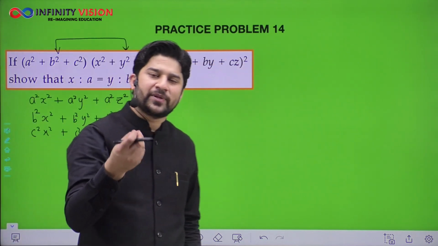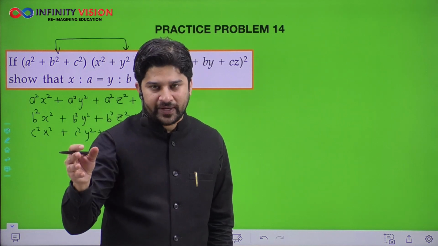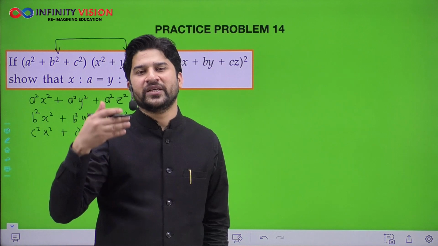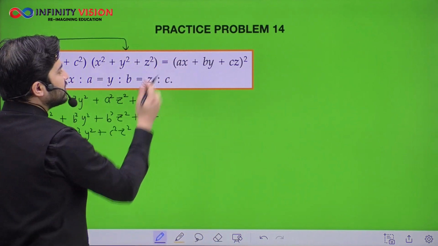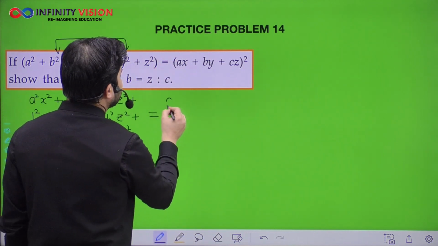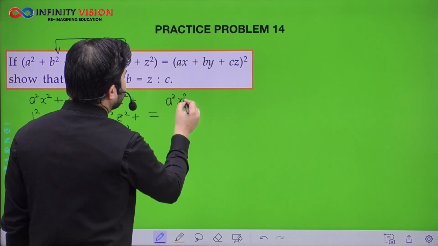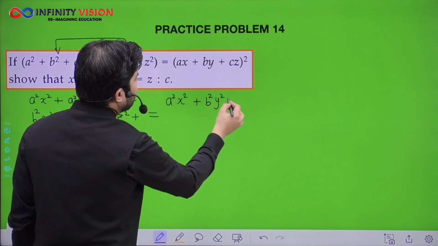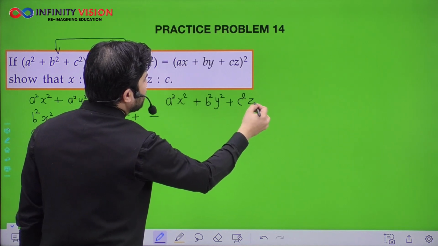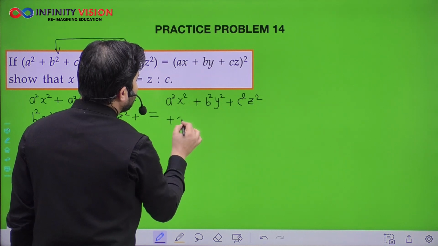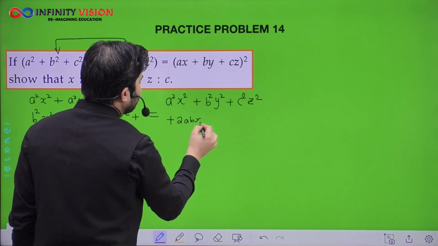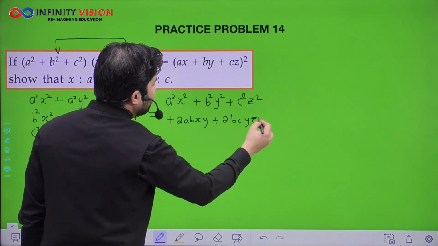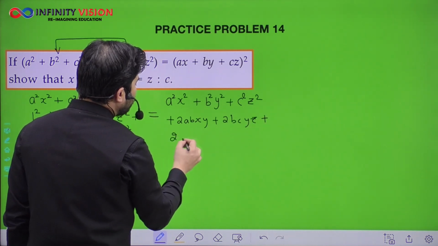What is (x + y + z) whole square? That is x² + y² + z² + 2xy + 2yz + 2zx. In the same fashion, we are going to write (ax) whole square, which is a²x². Then we are going to write b²y². Then we are going to write c²z². Then we are going to write 2abxy. Then we are going to write 2bcyz. Then we are going to write 2acxz.